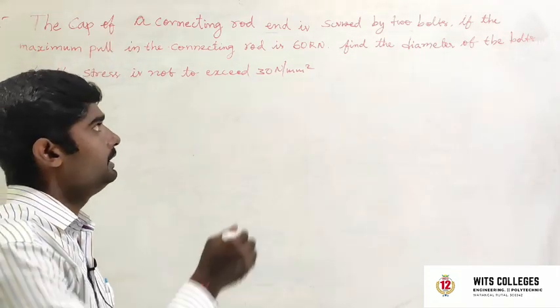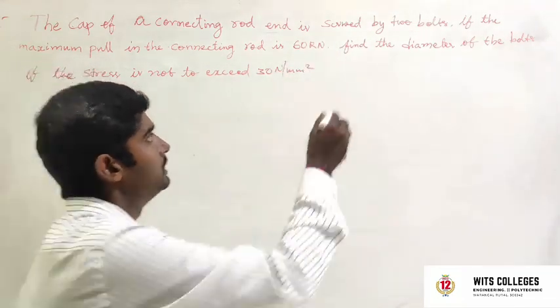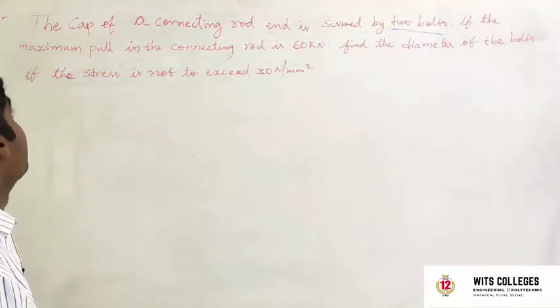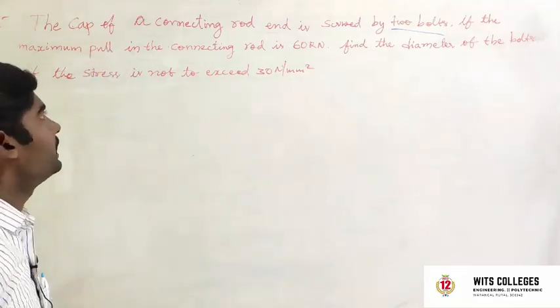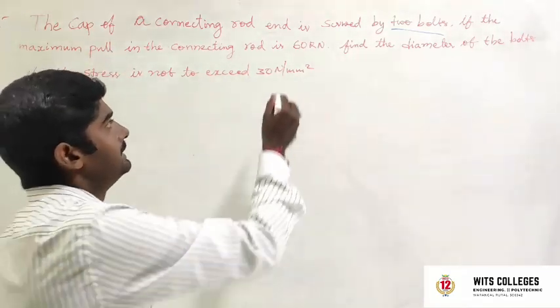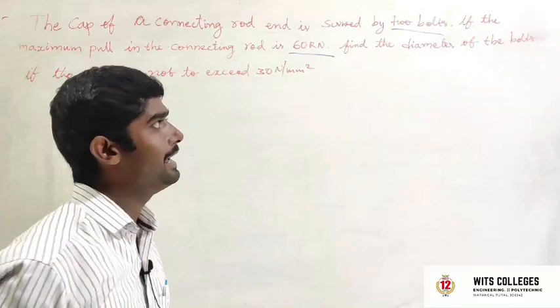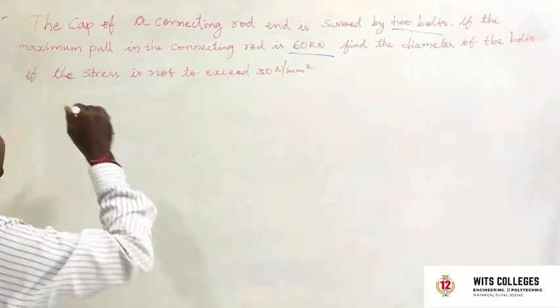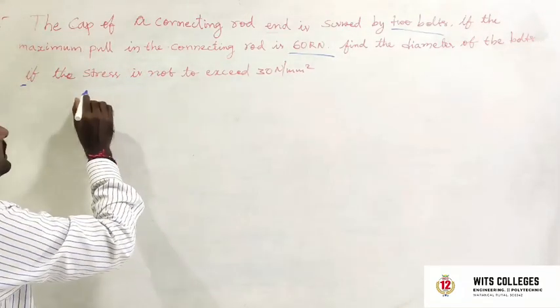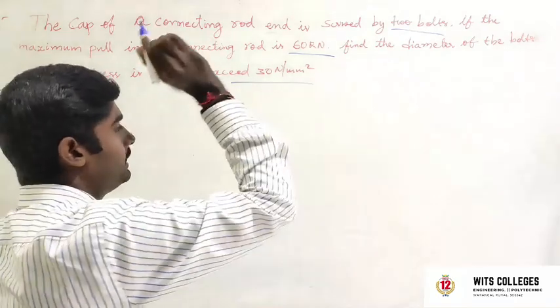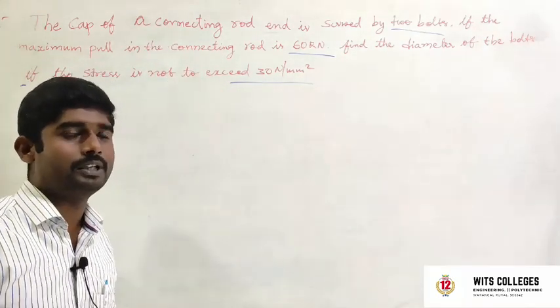Today our class is one of the important problems. The cap of a connecting rod end is screwed by two bolts. If the maximum pull in the connecting rod is 60 kilonewtons, find the diameter of the bolt if the stress is not to exceed 30 newtons per mm square. Okay, this is our question.